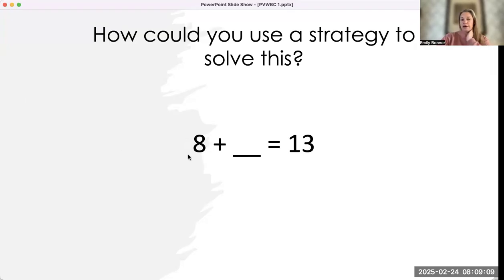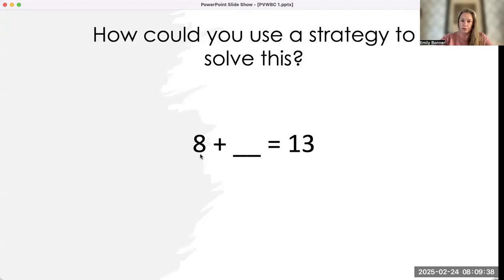So we have 8 plus some unknown value giving us 13. And as adults, we kind of think about this in a certain way. So I'm going to give you a moment just to think about that. Okay, so as adults, we often think of this as a subtraction problem, right? So we'll take subtraction, so 13 minus 8 to get this unknown value. But for students, that's very confusing, right? Because it's an addition problem.